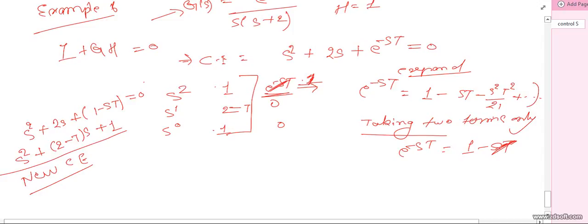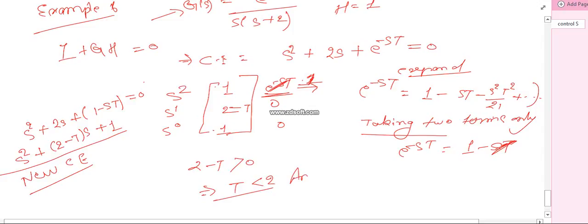Now for the condition for the stability of the system, all the coefficients in the first column must be positive. So 2 minus T must be greater than 0. This implies T must be less than 2. This is your answer.